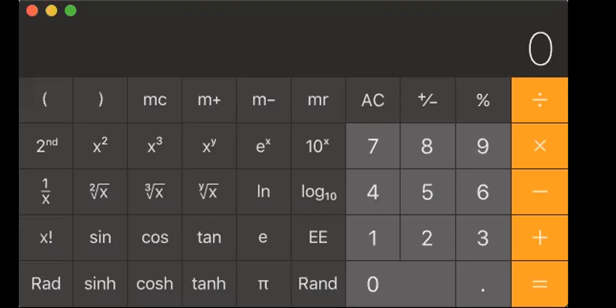So let me see if I can pull this off. I may not be able to do it. Let me just come over here. I'll bring this up over here. Okay, there we go. So this is the scientific calculator right here on my Mac.